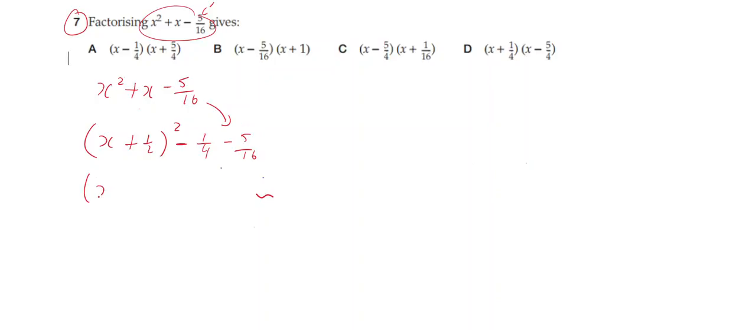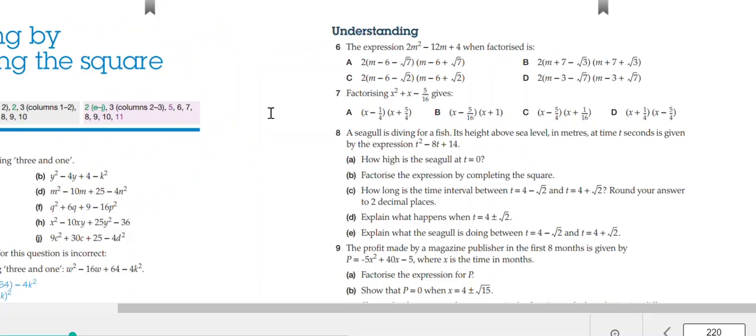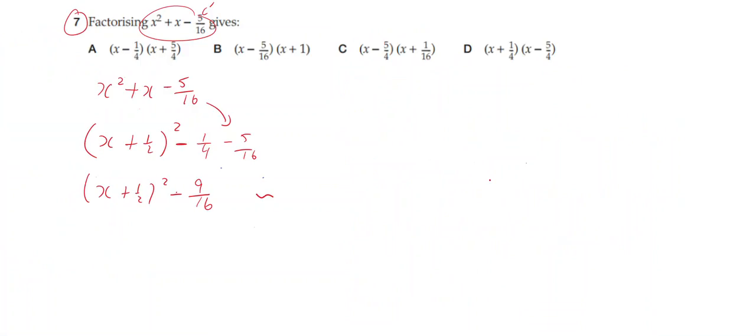Now, all I need to do is combine the fractions at the end, after the bracket. So we've got negative a quarter minus 5 over 16. Now the lowest common multiple of 4 and 16 is 16. So negative a quarter is the same as negative 4 over 16. So negative 4 over 16 minus 5 over 16 is negative 9 over 16. Now, you've got to be really confident with your fractions.